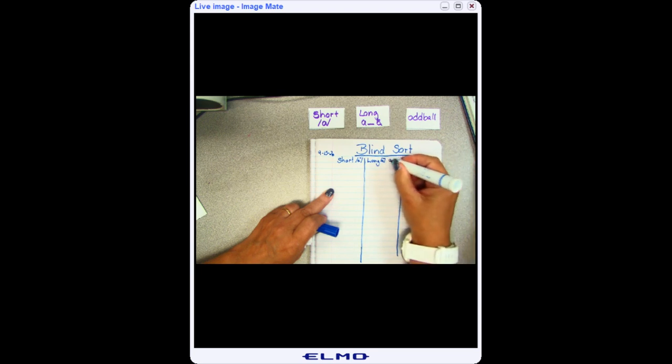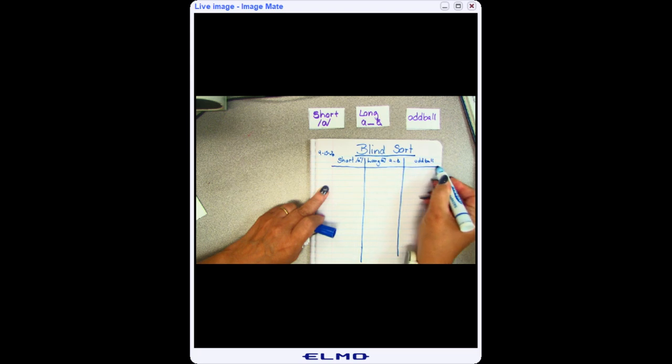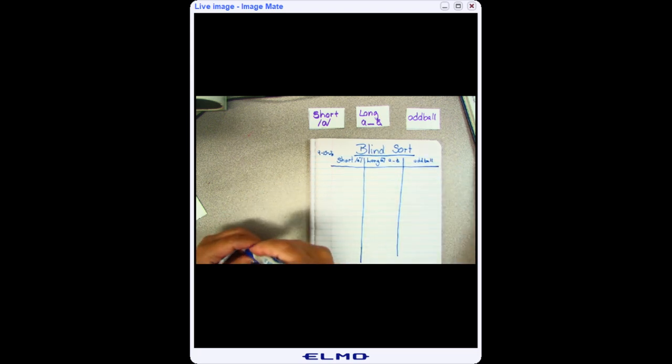And this is the A consonant silent E sort. And the last one is my oddball. And I know that the oddball is the one that does not follow the rule. I draw a line underneath it so I can tell that these are my headers. In a blind sort, I need to remember as many words as I can.